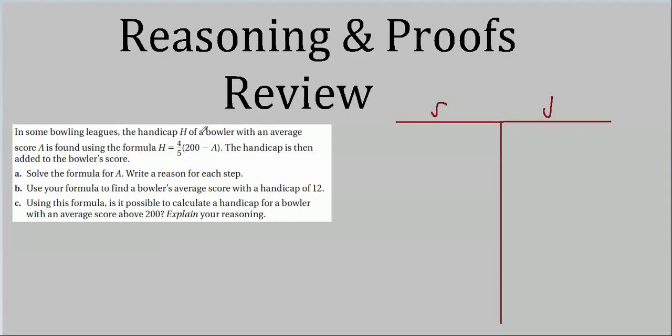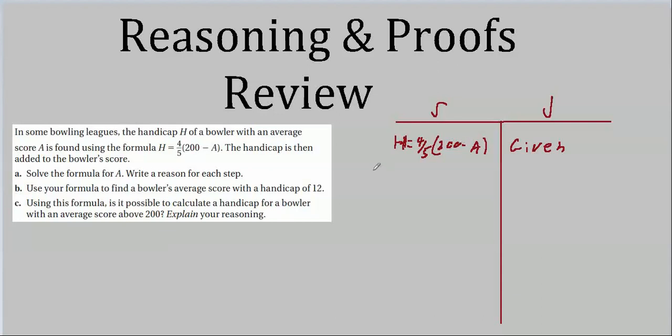So what do we do first? How about we get the a separate here. We've got it inside parentheses with the 4/5 out front. So first thing we need to do, which in my sloppy way of doing things I frequently don't do because it's already written there, is write what's given. That is h equals 4/5 times (200 minus a). And the reason is given. That's given.